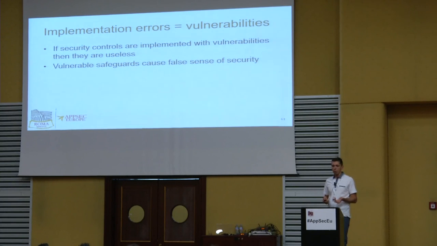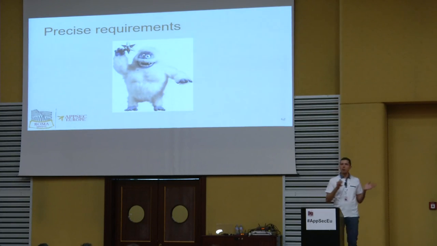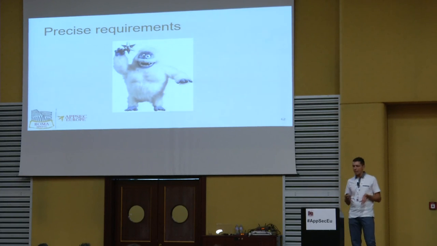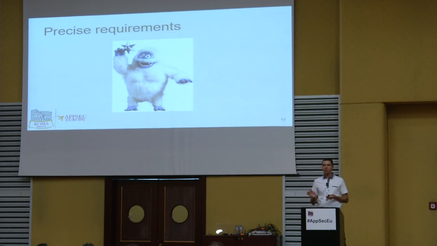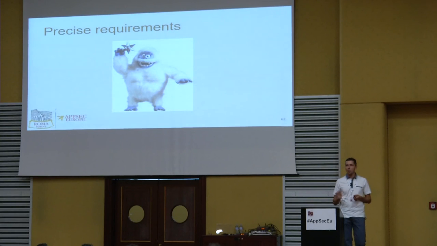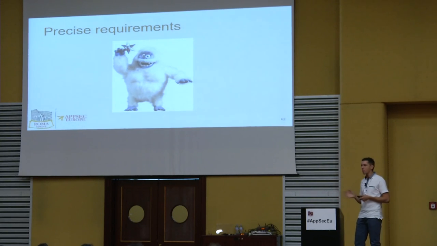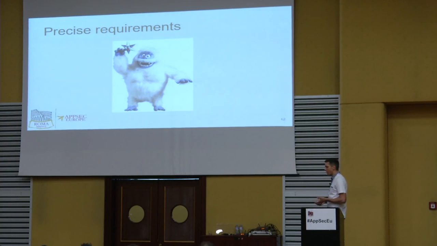So what can we do? Of course we should have precise requirements before implementation, but precise requirements, especially non-functional ones, are like the Yeti. Everybody says that they should exist, but nobody has seen them. Of course I am exaggerating a little bit. We should have strong, very precise requirements, but not so many people are doing this because it takes time, especially when you are implementing complicated systems and you should write precise implementation requirements for non-functional things.